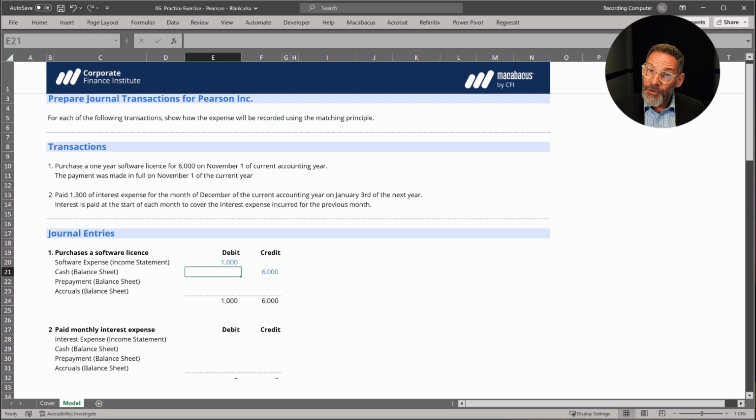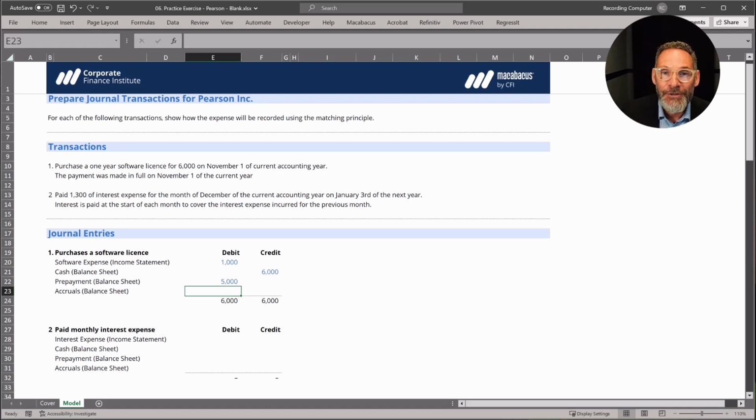We're owed that, so that's an asset, and we call that asset a prepayment. And that's going to be equals, we're just going to take the 6,000 divided by 12, which we know is 500 a month, and we are owed 10 months of service. Congratulations, we've done our journal entry, our debits match our credits, and we've also stayed true to the matching principle.